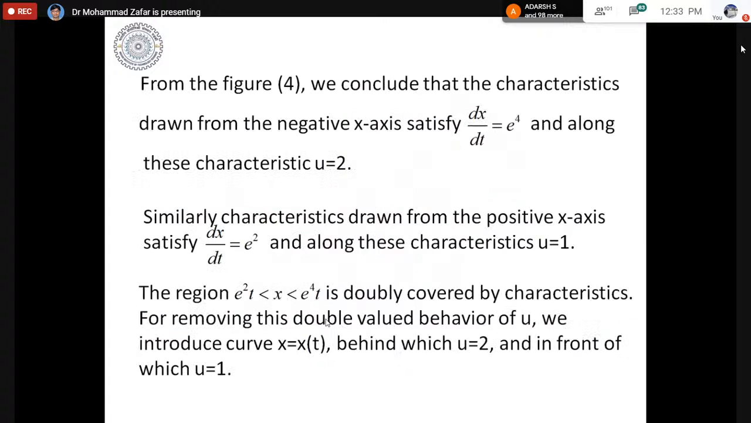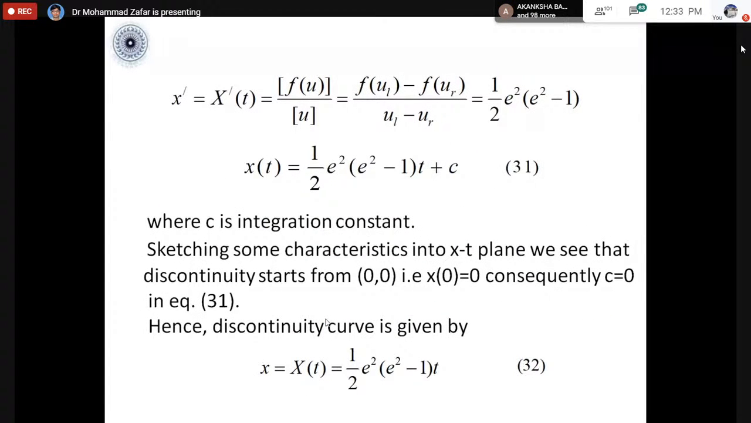I will tell the same thing here. Sketching some characteristics in the xt plane, we see that the discontinuity starts from the origin itself. That means X(0) is 0, where X is a function of t. Consequently, putting this in equation 31, using X(0) equal to 0, we get the constant c as 0. So c has to be 0. Hence the discontinuity curve is given by equation 31 with c equal to 0, as x equal to X(t) equal to half (e² minus 1) times t, given by 32. This is the discontinuity curve.